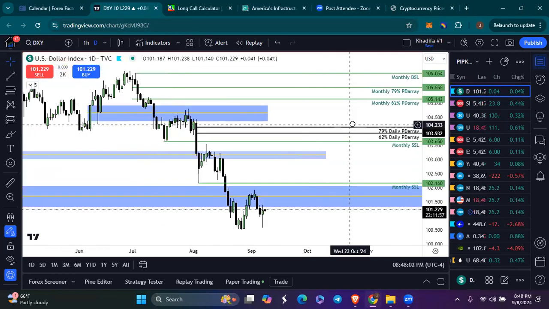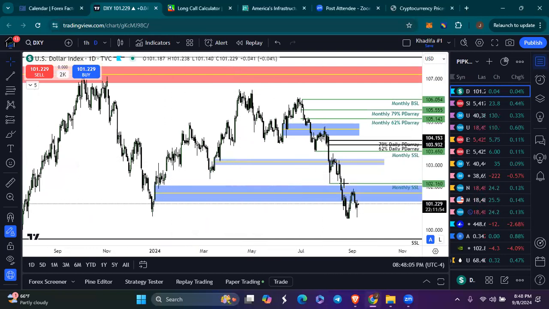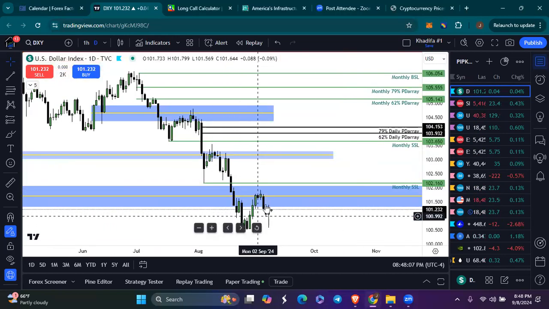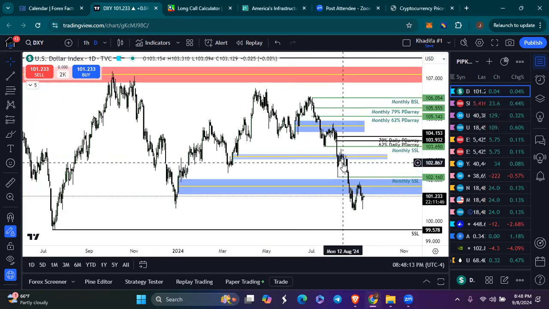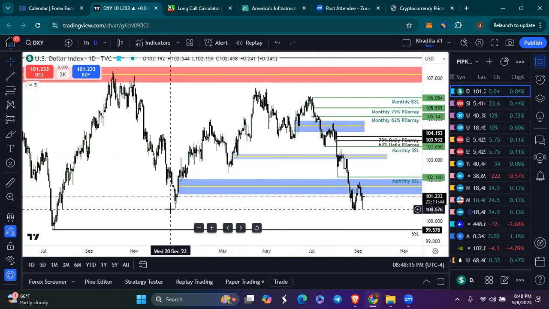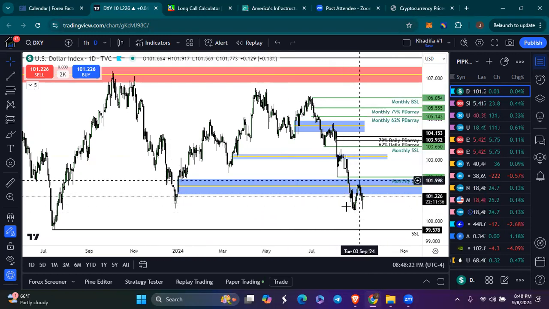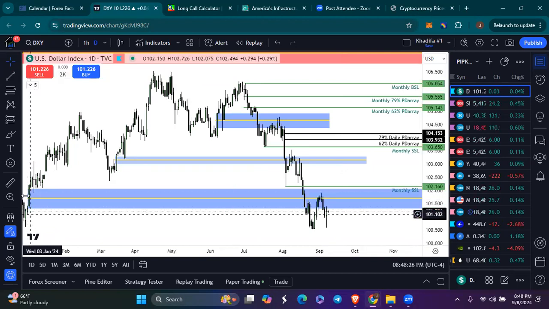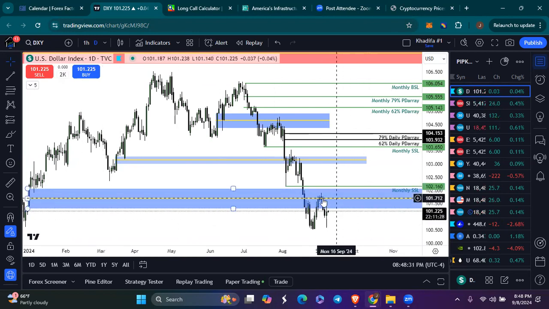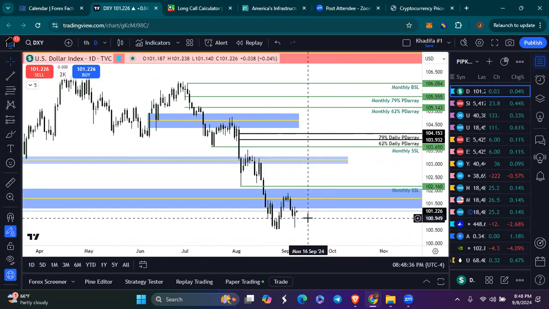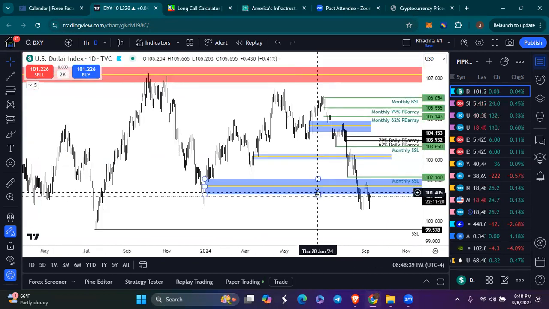So starting out with DXY. Price gave us this sell off from August the 24th, ran down to run this sell side liquidity from December of last year. We ran that, came back up into this daily inverted fair value gap, respected that consequent encroachment and sold back down.